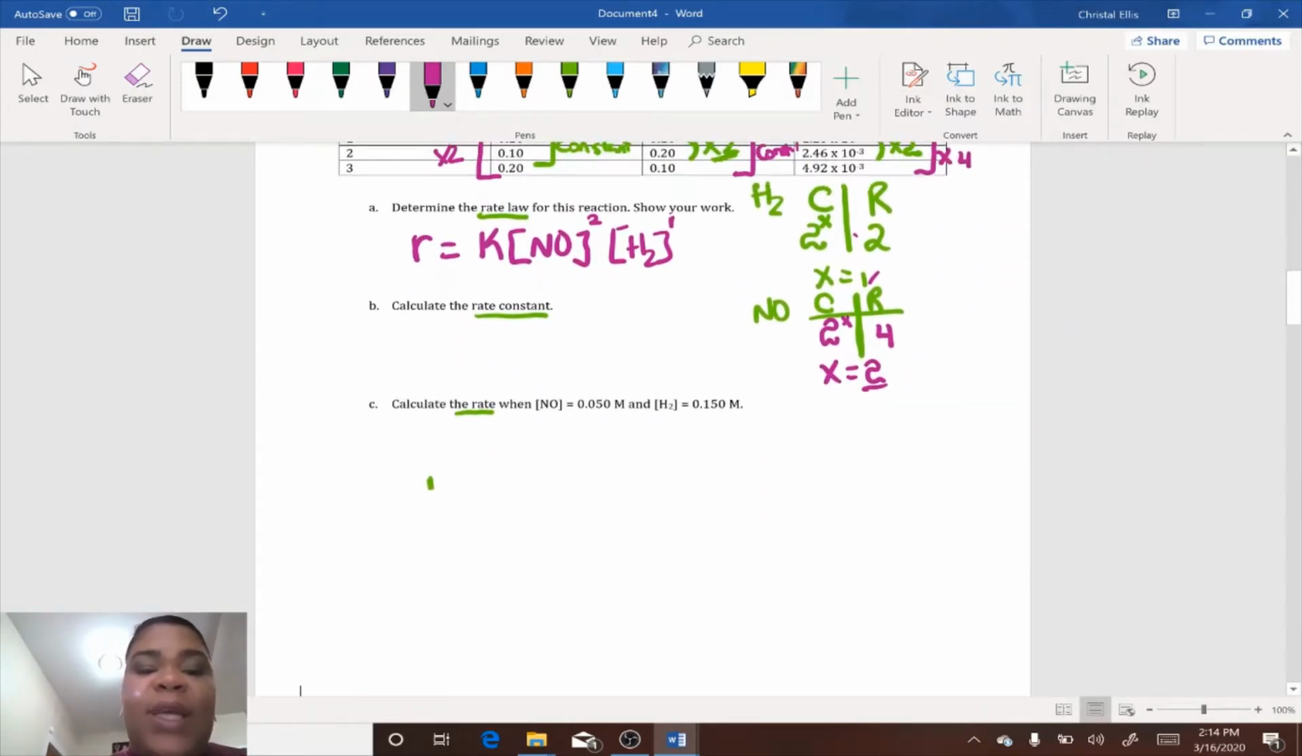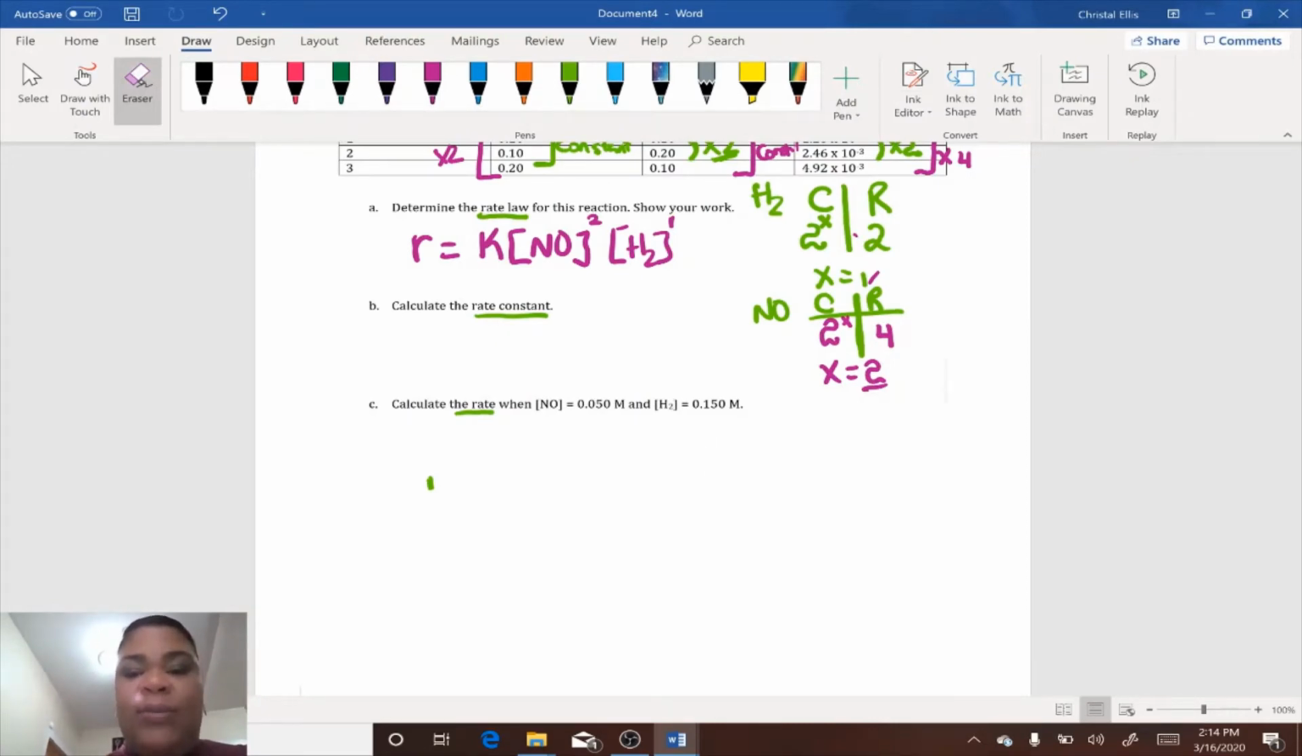It asks us to calculate the rate constant K. We need to know our units that are associated with rate. Rate has units of molar concentration per second. Well, actually, it did not ask us to solve for the rate constant, it asked us to calculate the rate constant. So we're going to look at the data table and figure out what the rate constant is.